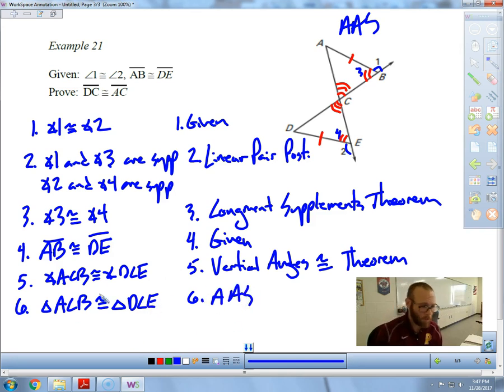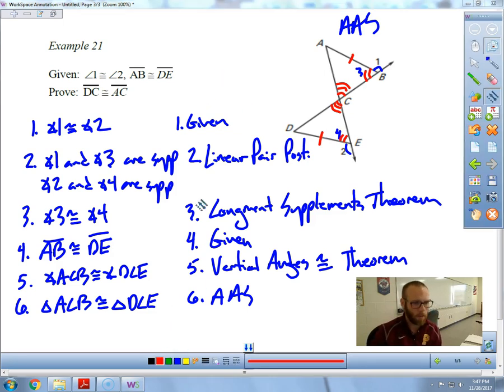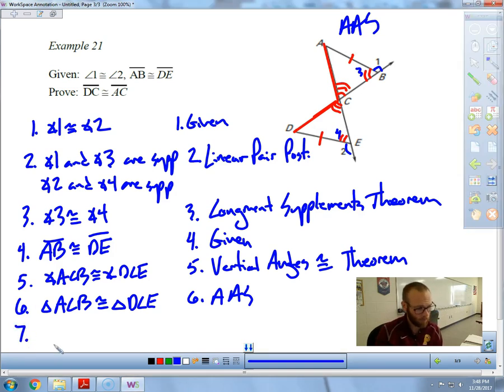Was that our goal? Was our goal to prove the triangles are congruent? No, that was our goal as part of the process. Now that I know these triangles are congruent, what is true about DC and AC? The triangles are congruent. They have to be congruent. They are part of congruent figures. DC is congruent to AC.